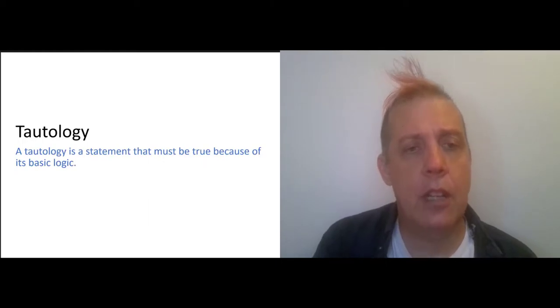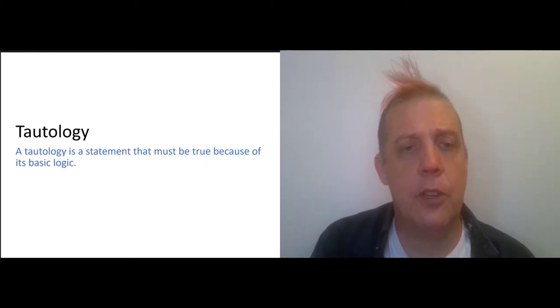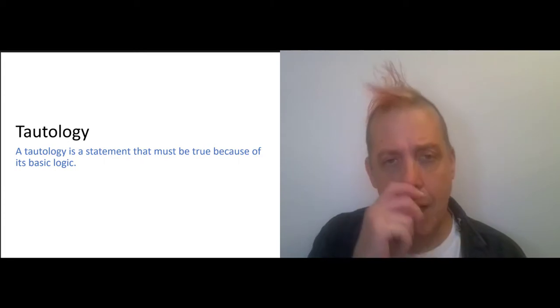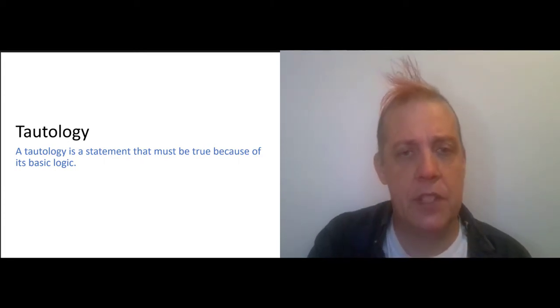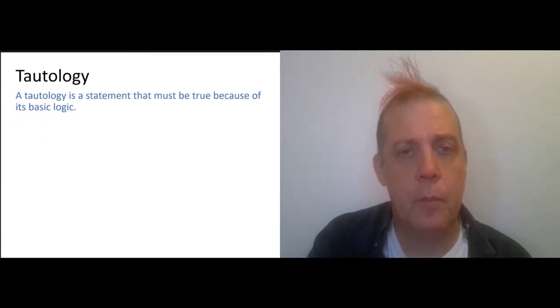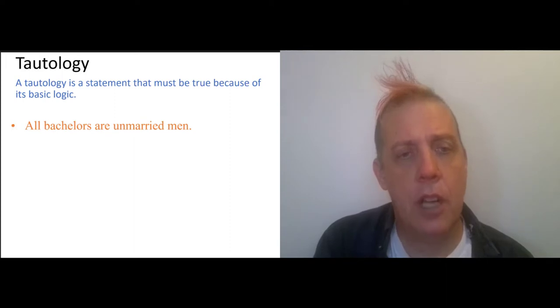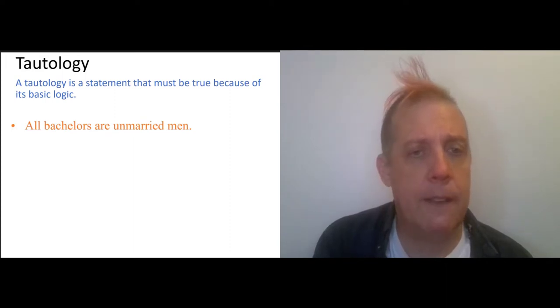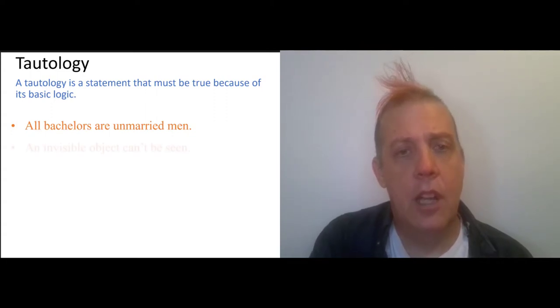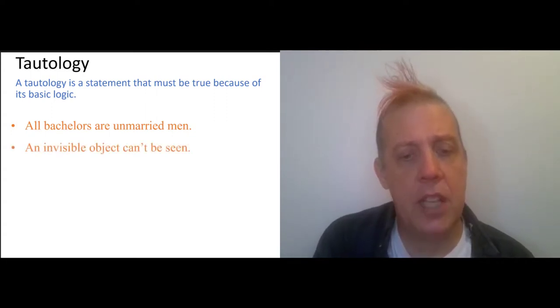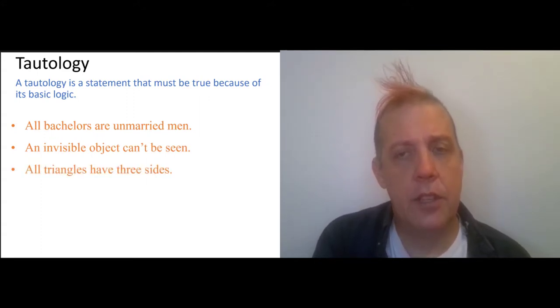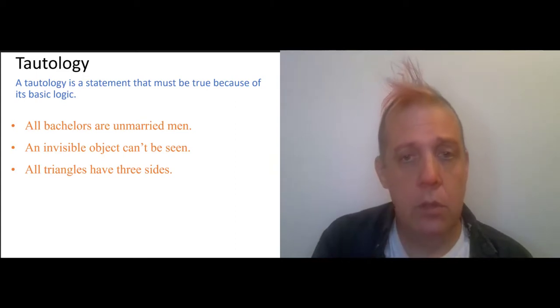Now think about a tautology. Tautology is just going to be the reverse of that. A tautology is a statement that must be true because of its basic logic. All bachelors are unmarried men is a standard example of a tautology. It's a statement that's true by definition, right? An invisible object can't be seen. All triangles have three sides. These are statements that must be true.